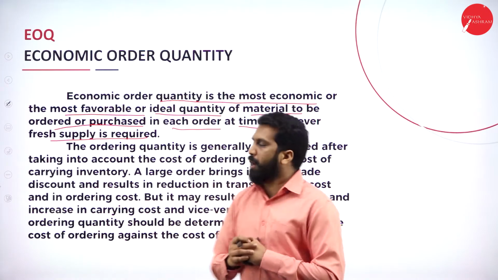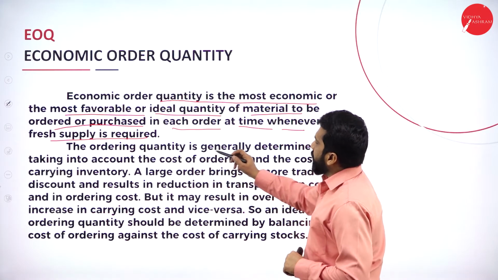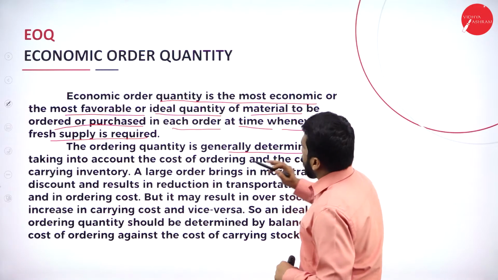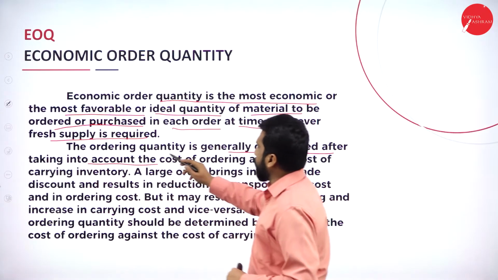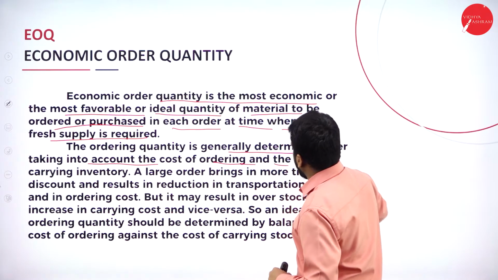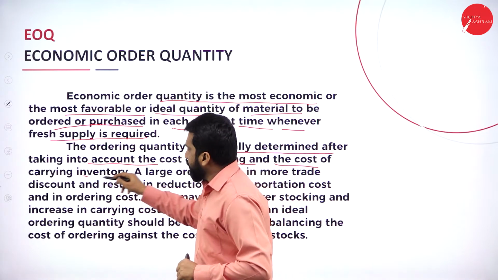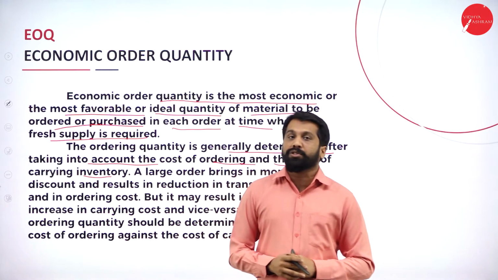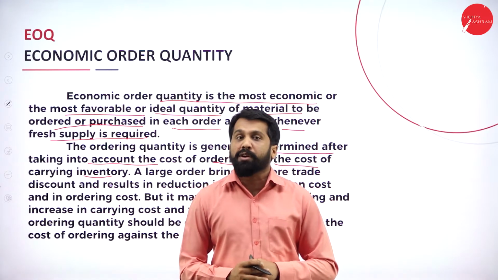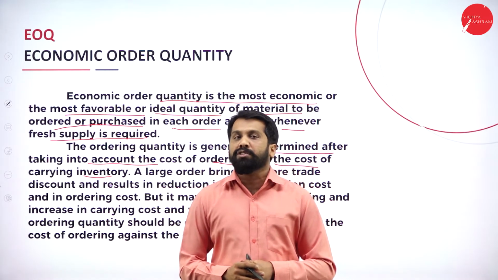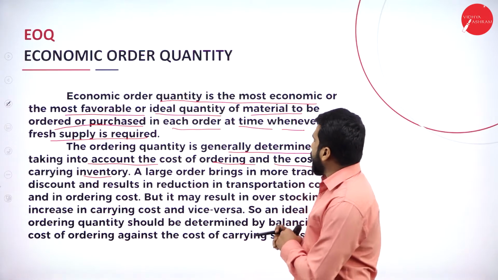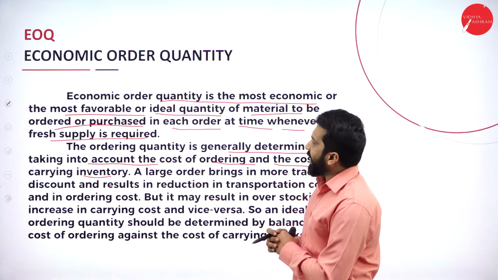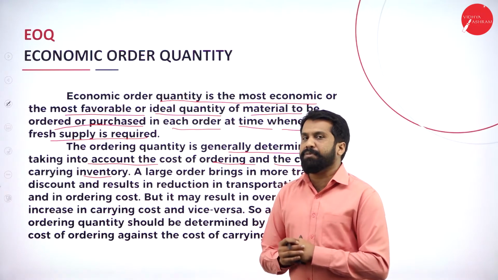It will tell you. Now, the ordering quantity is generally determined after taking into account the cost of ordering and the cost of carrying inventory. It will also show you what will be your cost of order, what will be your cost of production, or else your cost of carrying. So everything it will give you clearly.